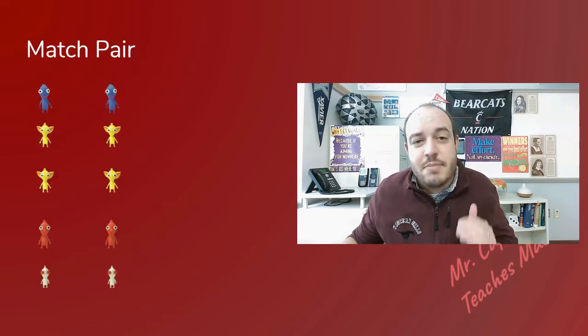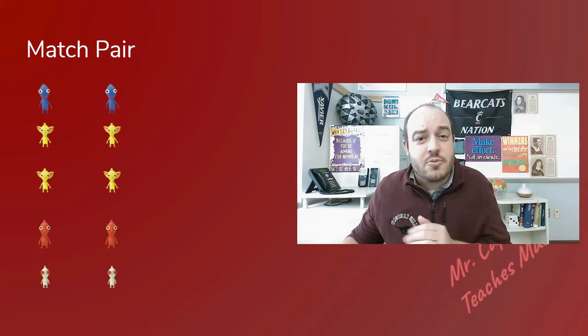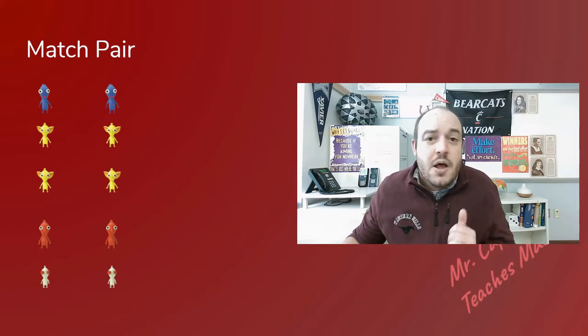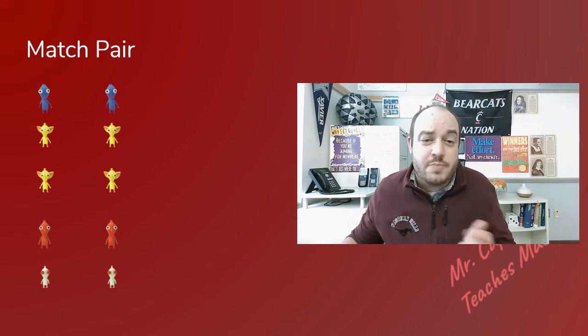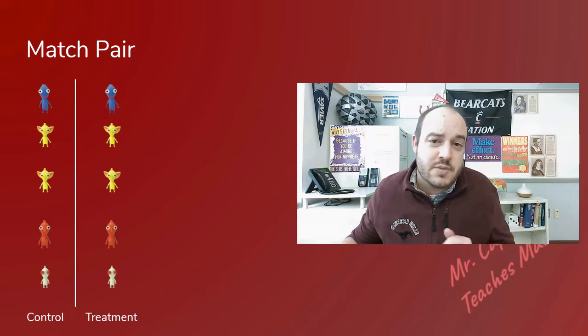The second type is matched pair. Matched pair is where you group each of your people with another person very similar to them. Then you randomly select one from each pairing to put in the control group and one to put in the treatment group.